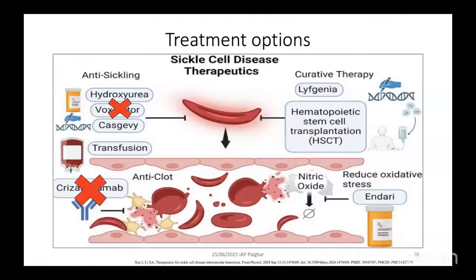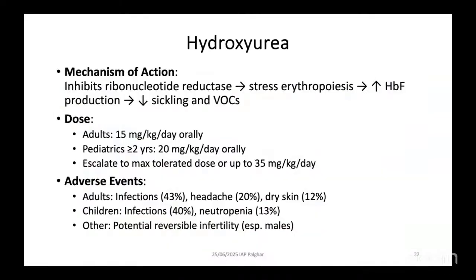Okay, ma'am. So hydroxyurea, the mechanism of action is it inhibits ribonucleotide reductase, which helps in increasing stress erythropoiesis and HbF levels, thereby decreasing sickling in these patients and helps in improving vessel health. Starting dose, usually what we recommend is start with 10 to 15 mg per kg per day and escalate every 6 to 8 weekly by 5 mg per kg. We can go up to 35 mg per kg per day or maximum tolerated dose by the patient.